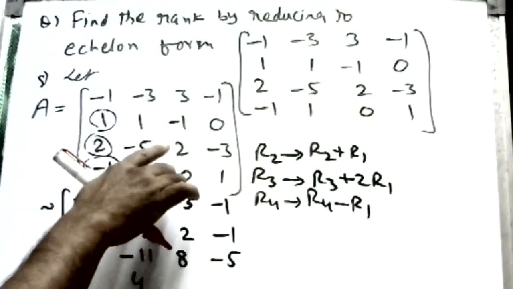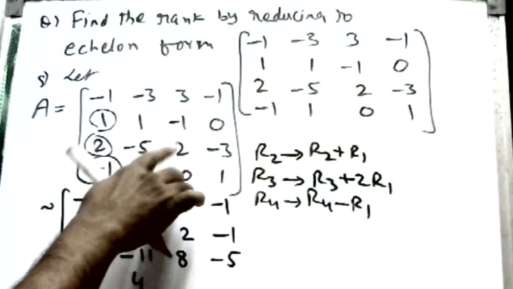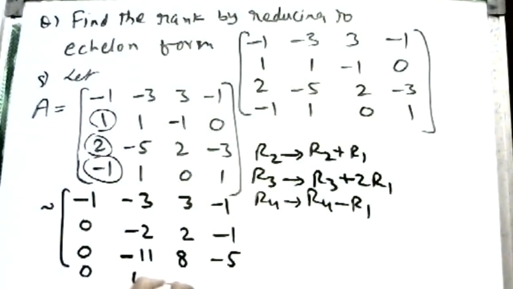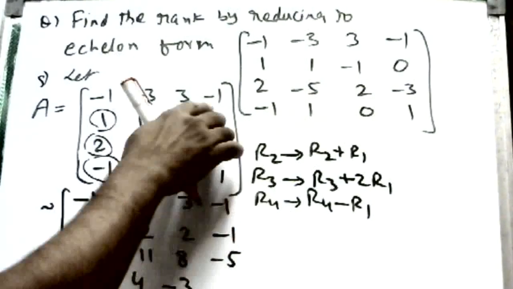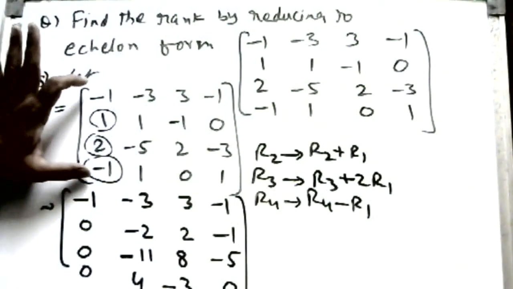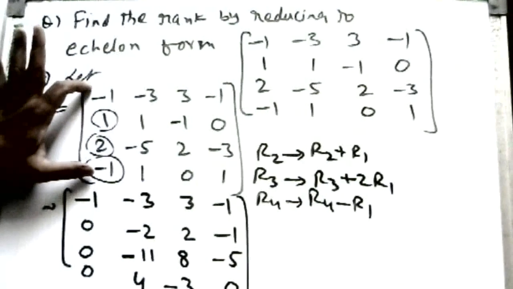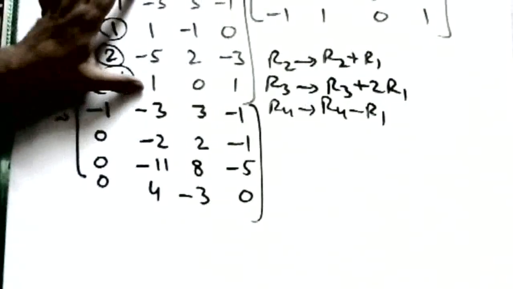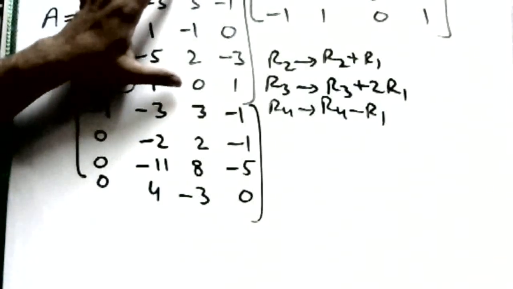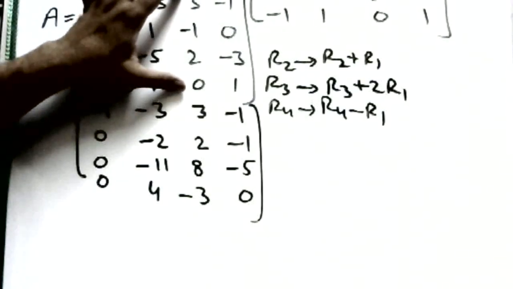Now the last one, R4 minus R1. Minus 1 minus 1 is plus 1, 0. 1 minus 1 is plus 3, 4. Now here, what is here? R4 minus R1: 0 minus 3 will be minus 3. 1 minus 1 is plus 1, 0. Now see once more, R4 minus R1: minus 1 minus 1 is 0. So 1 minus 1 is plus 3, 4. And here, what is left?